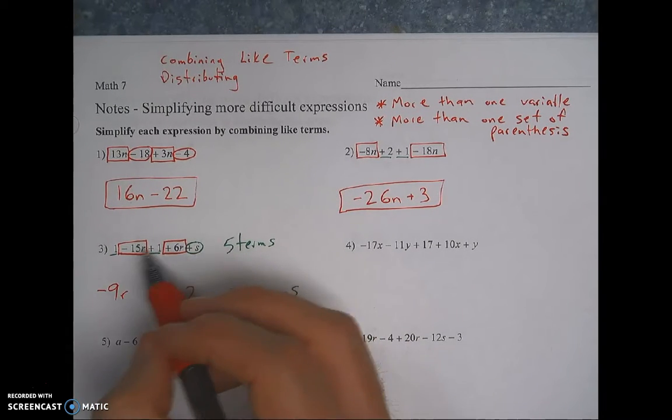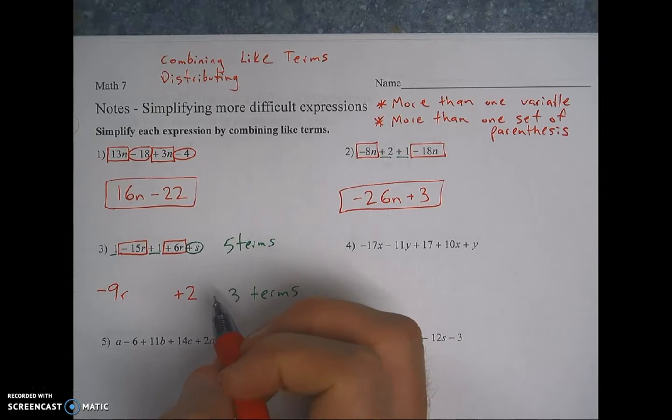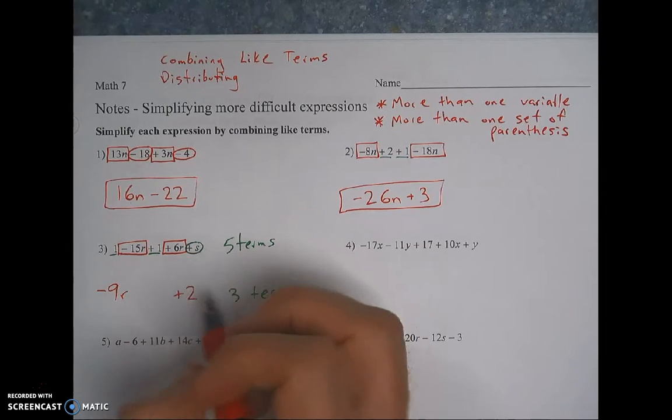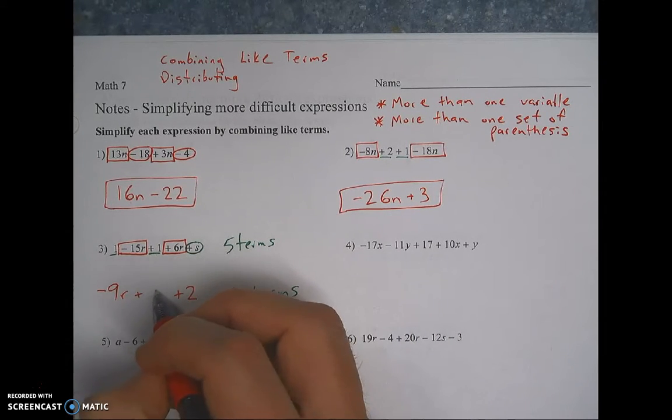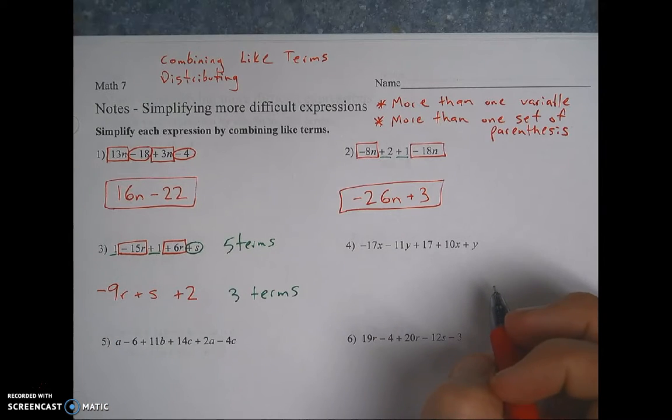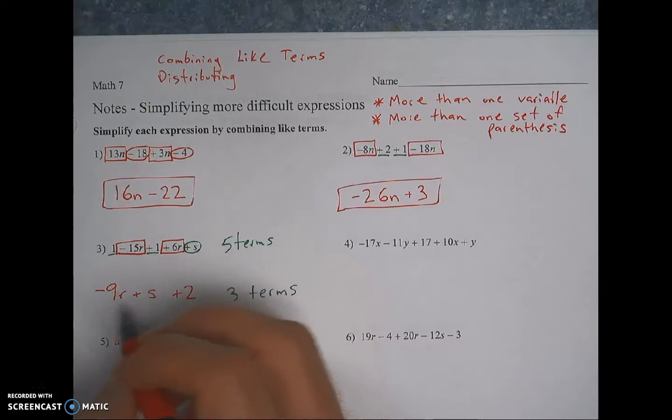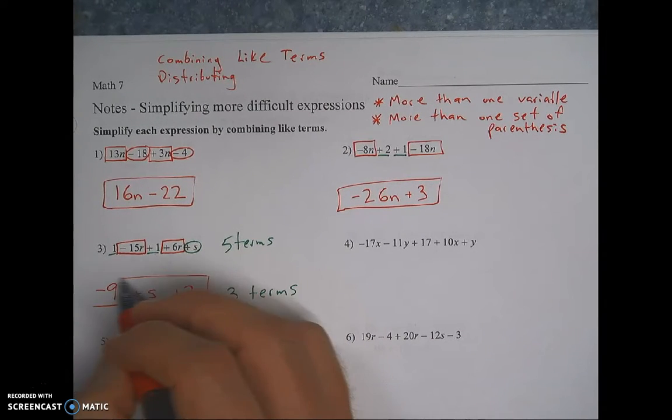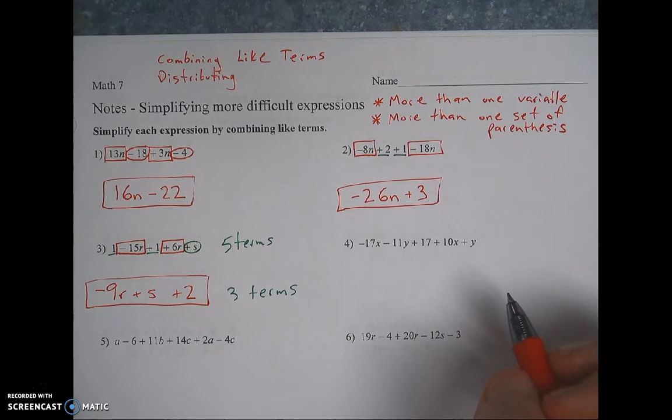And now this S, if there were more S's, I'd combine it with them, but there's no other S. So it's just going to stay. So there's going to be a plus S. Make sure your S doesn't look too much like a 5. Make it small so you're not going to get confused there. This is your final answer, negative 9R plus S plus 2.